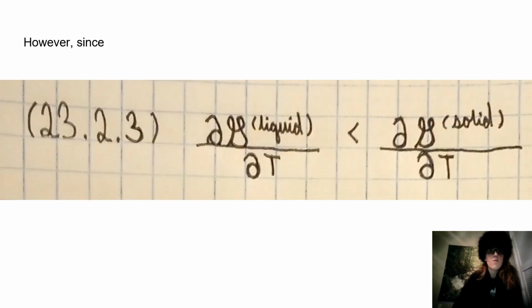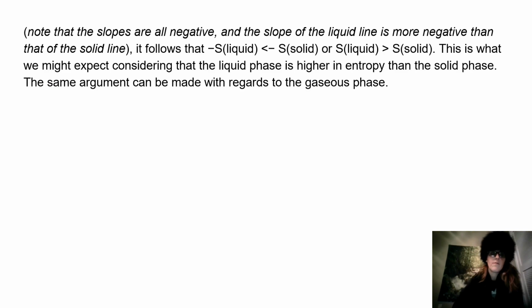However, since partial derivative G liquid over partial derivative T is less than partial derivative G solid over partial derivative T, note that the slopes are all negative and the slope of the liquid line is more negative than that of the solid line. It follows that negative S liquid is less than negative S solid, or S liquid is greater than S solid.